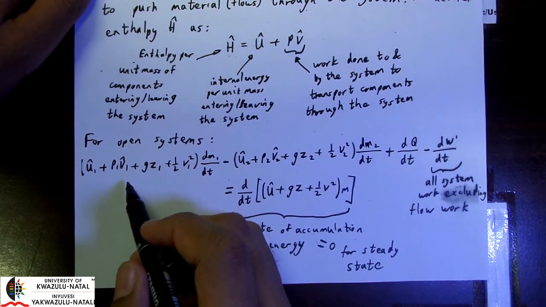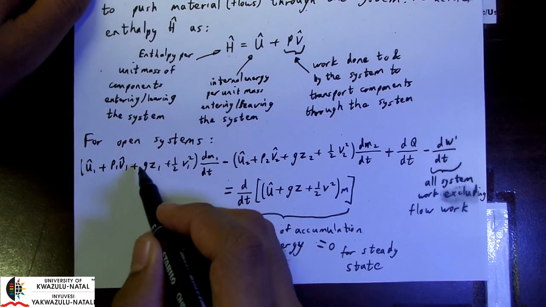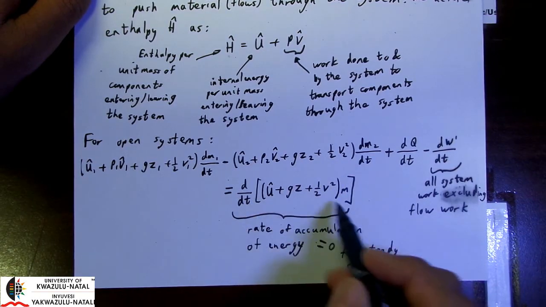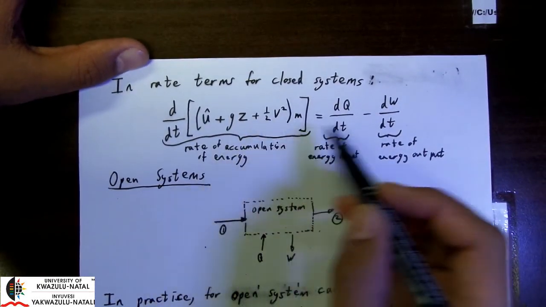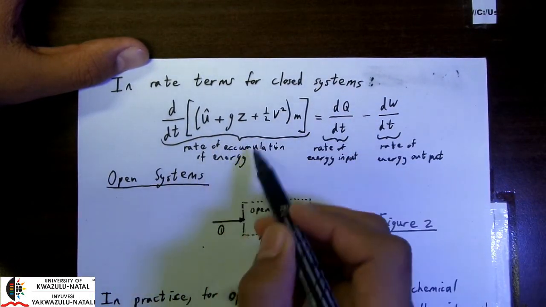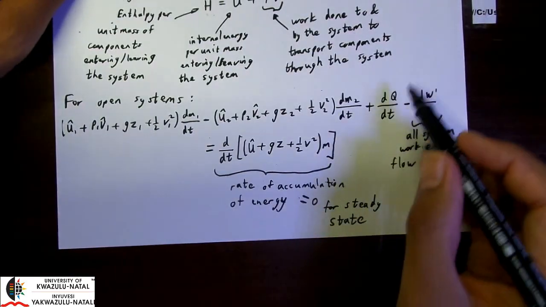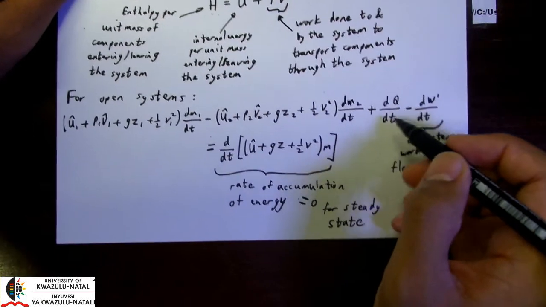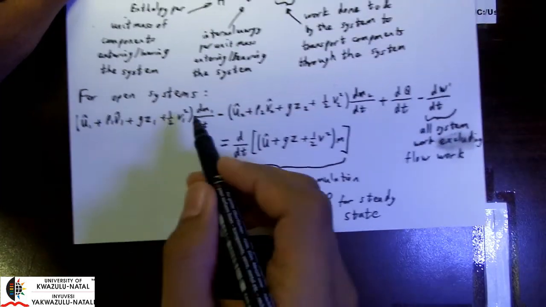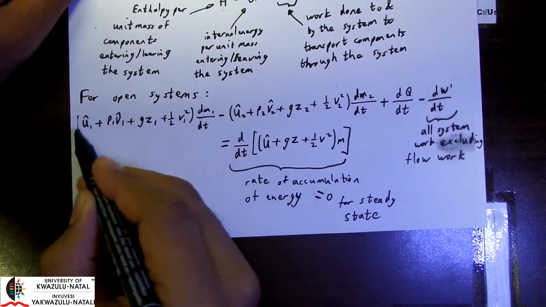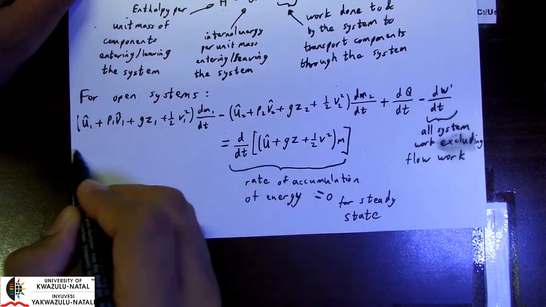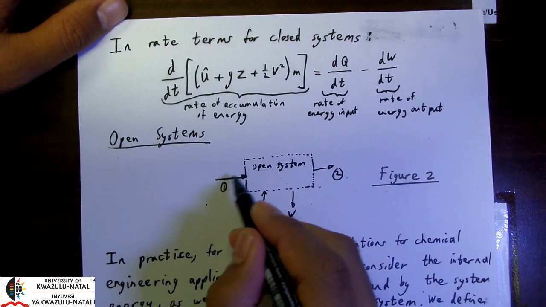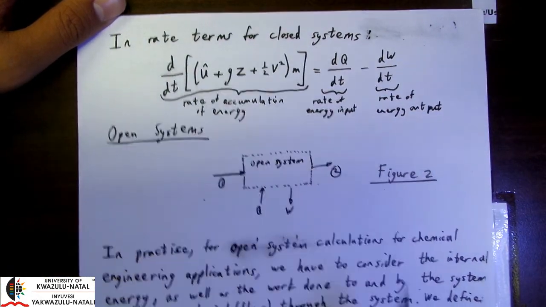So we have our input minus output must equal to accumulation. Take note of this. We have our accumulation, and then we have input minus output. In this case, our input is not only the dq dt but also the material coming in. So this entire term here represents the energy associated with our material coming in at stream 1.